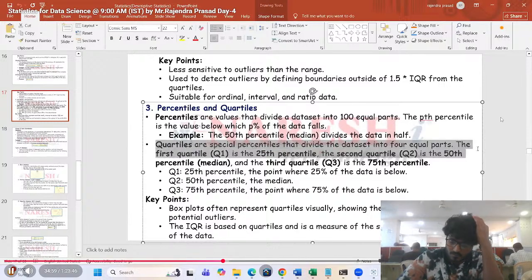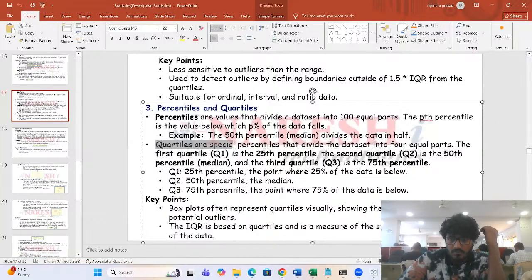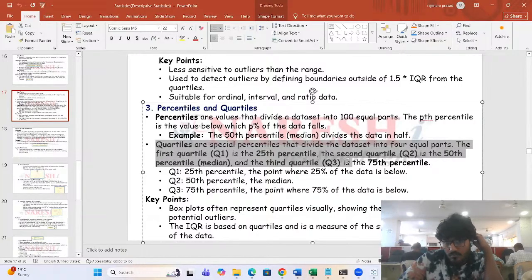What about the quartiles? Quartiles are the special percentiles that divide the data into four equal parts. The first quartile is denoted by Q1, that is nothing but the 25th percentile. The second quartile is denoted by Q2, that is the 50th percentile. The third quartile is denoted by Q3, that is the 75th percentile. The fourth is Q4, 100%. You clear? So that is how.